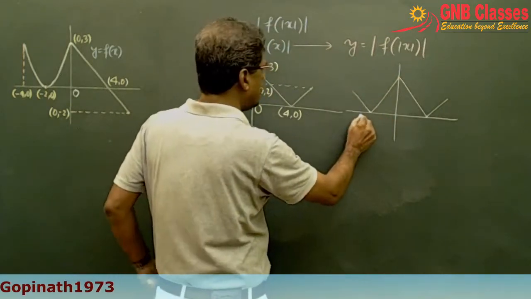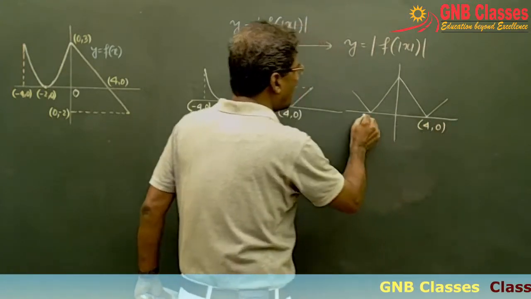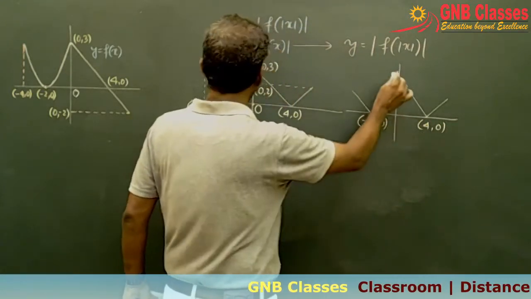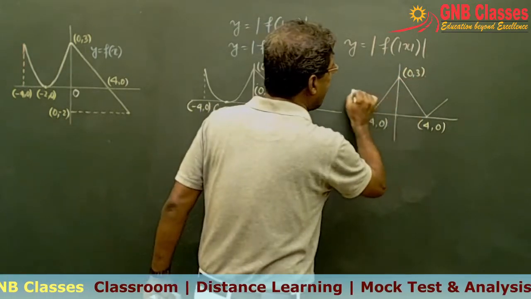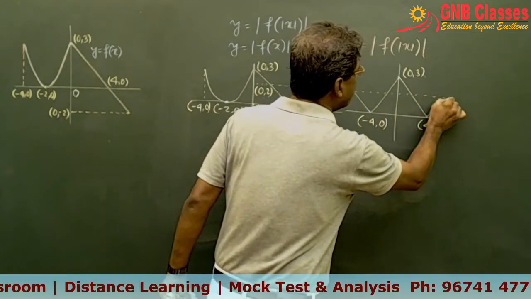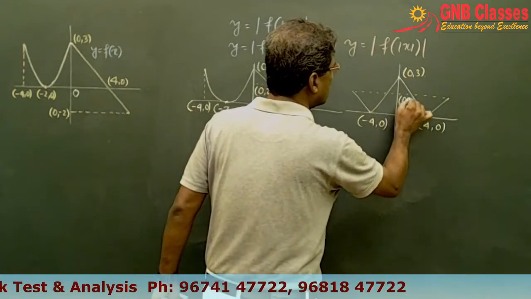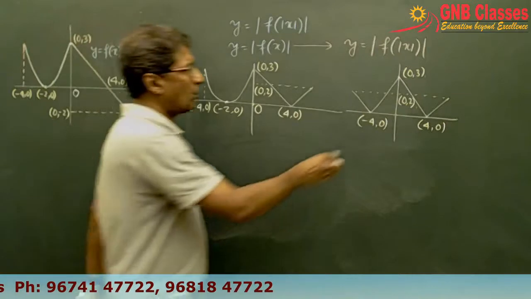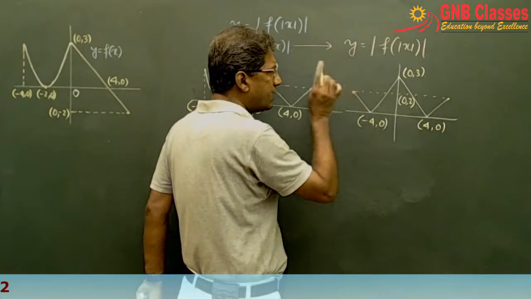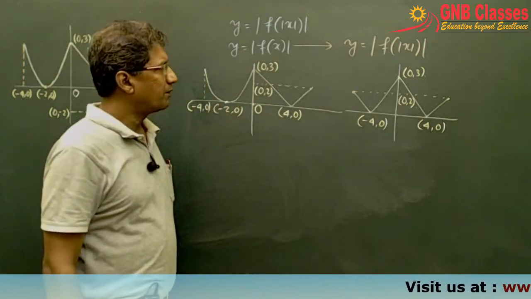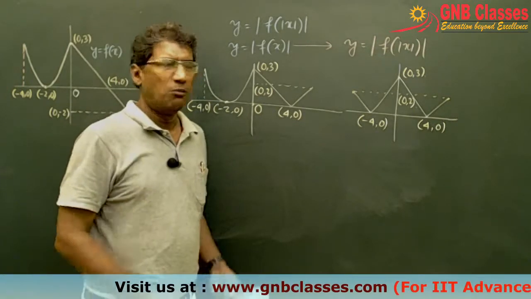Am I correct? This point will be (4, 0). This point will be (-4, 0). This point remains as it is, (0, 3). Okay, and the ordinate of these extreme edges will be 2. Is it clear? The ordinate of this point will be 2, and the ordinate of this point will be 2. Is it clear? So this is the transformed graph of y equals mod of f of mod of x.